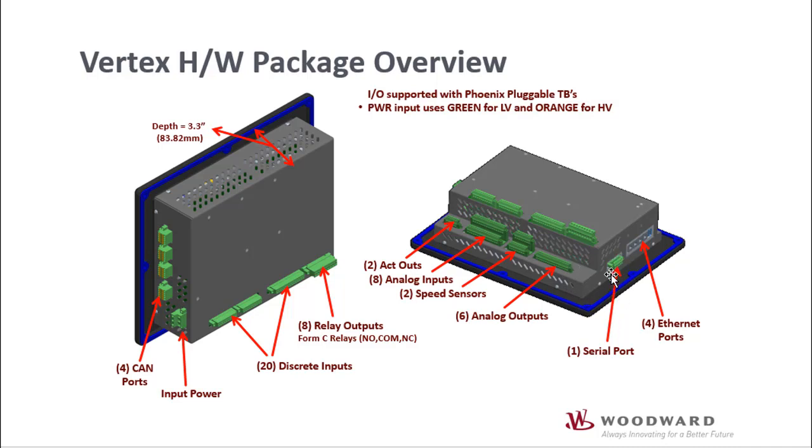There's a serial port for Modbus communications, and 4 Ethernet ports, and this is where you would tie in either the plant DCS Modbus communications or your service tools, and then load sharing is also done on the Ethernet ports here.